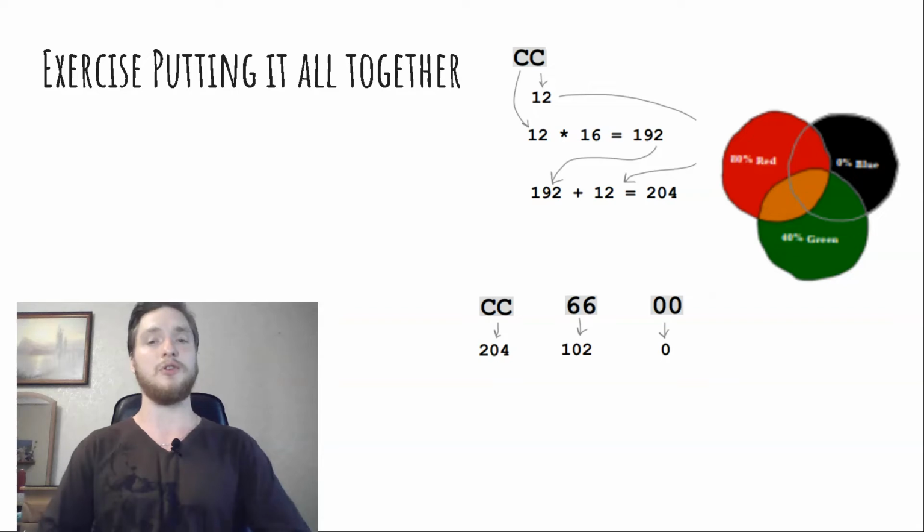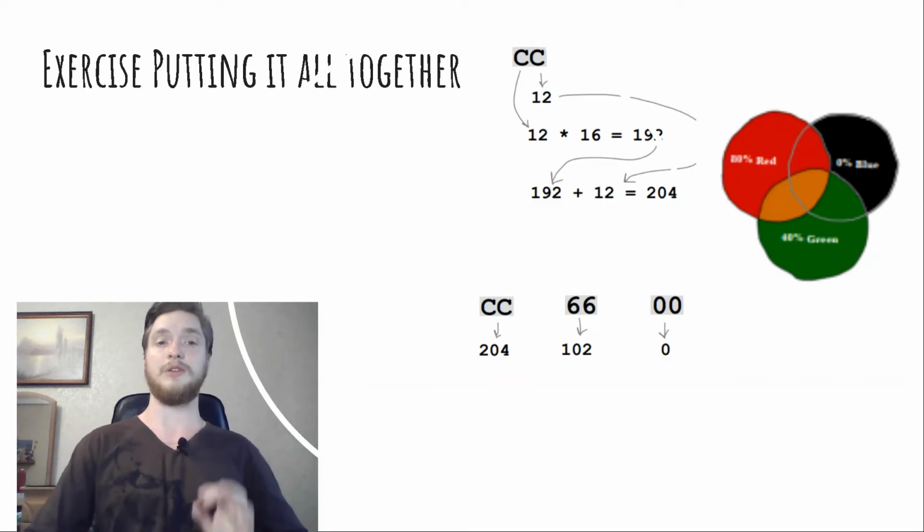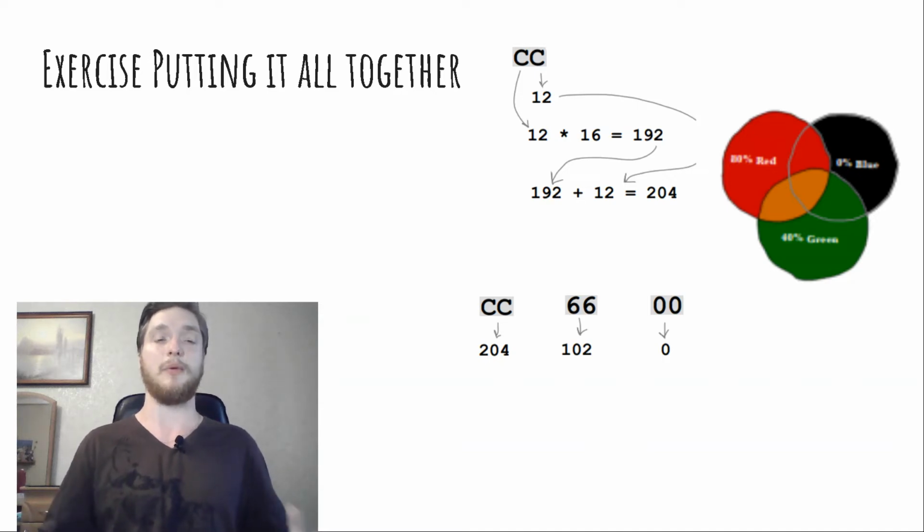Now let's see how you usually determine what colors to use. Putting it all together. Exercise. You now have a few different ways to specify color. Take our orange color, made up of 80% red, 40% green and 0 blue. In CSS we could specify this color in any of these ways.